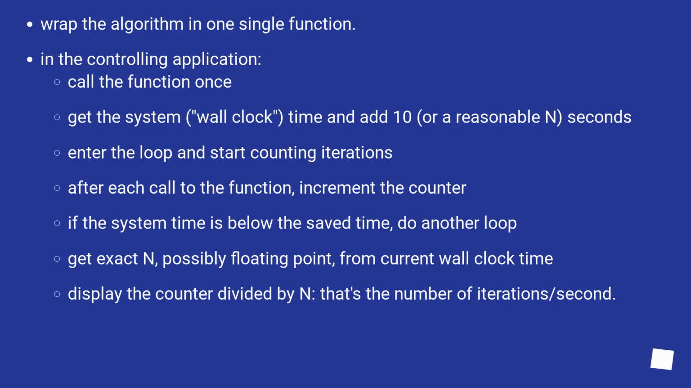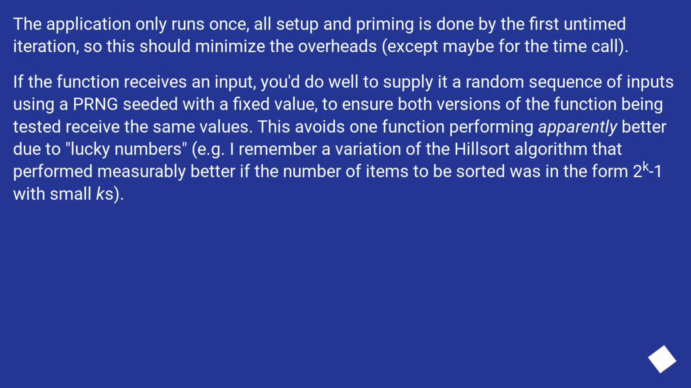Get exact n, possibly floating point, from current wall clock time. Display the counter divided by n, that's the number of iterations per second. The application only runs once. All setup and priming is done by the first untimed iteration, so this should minimize the overheads, except maybe for the time call.